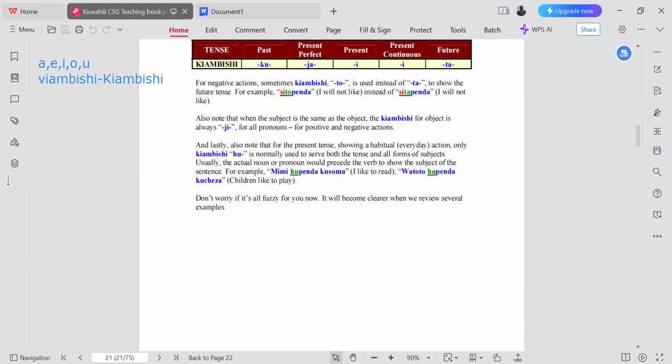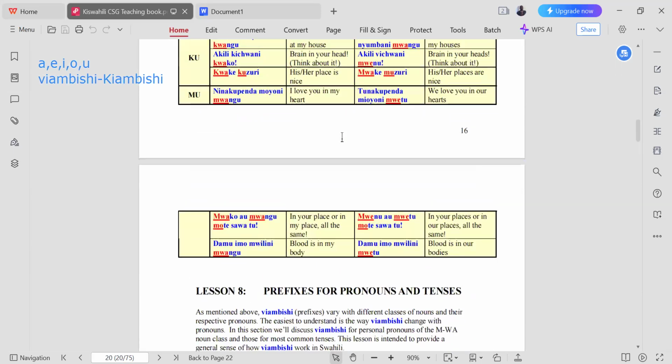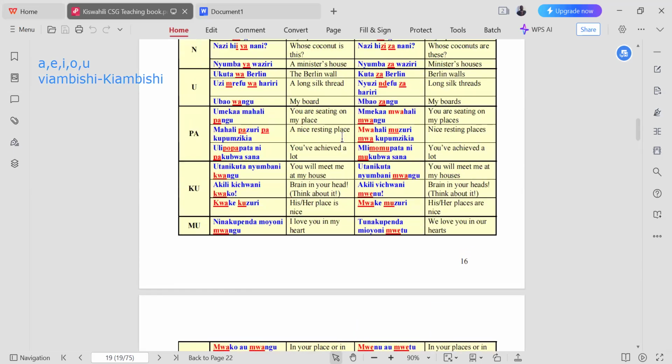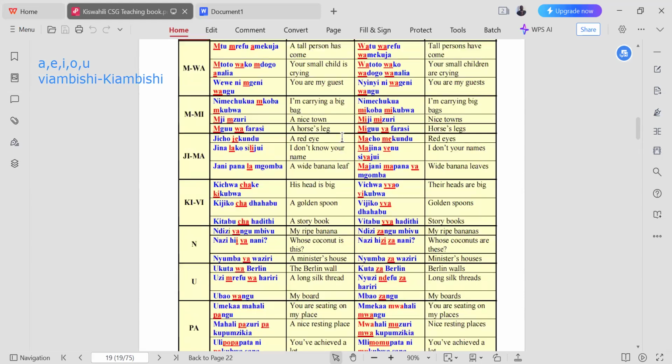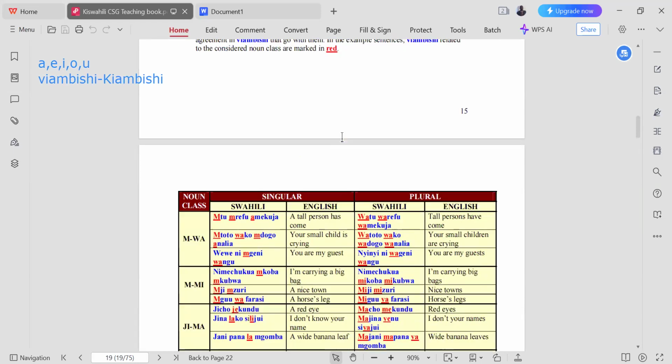Let me just run you through our noun classification. We'll be dwelling on prefixes. So the noun classifications in Swahili are these ones. These are the classifications, but we'll come to this also later. The first classification in Swahili is M-wa, which is M and wa.